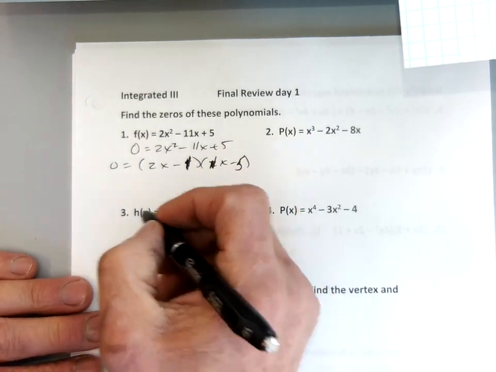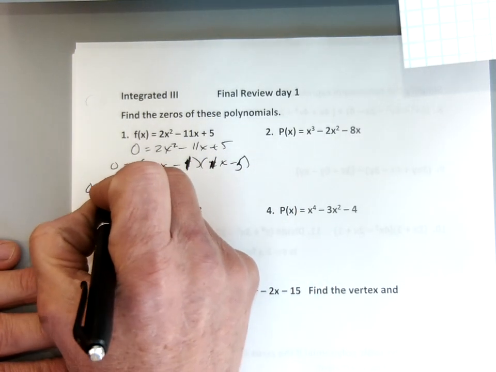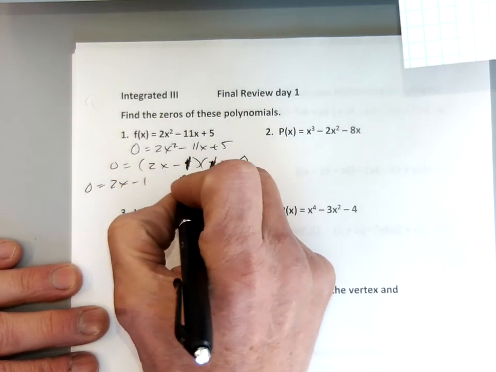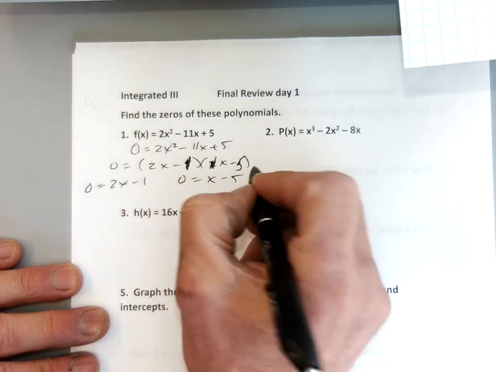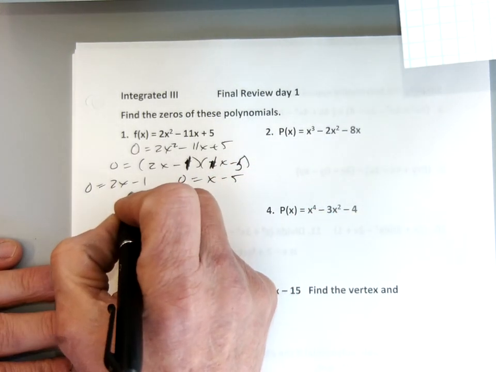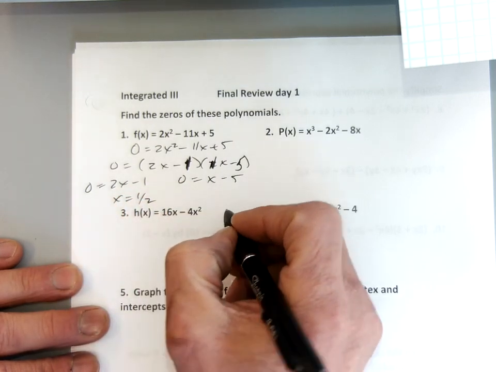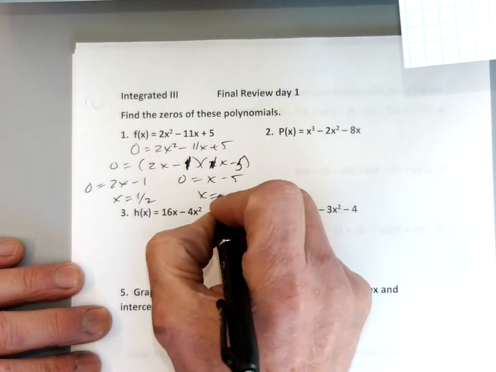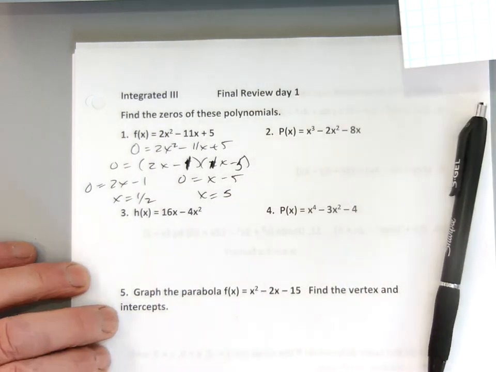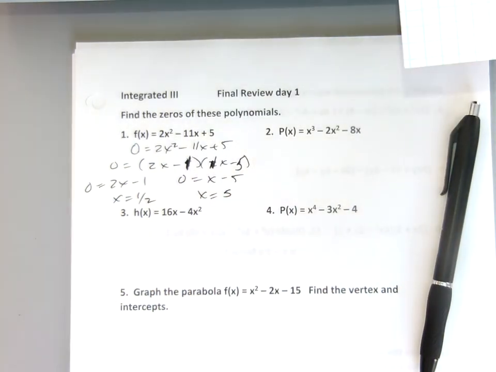Perfect. Mini equations. I have 0 equals 2x minus 1. 0 equals a 1x minus 5. So if I solve, I go plus 1 divided by 2. One answer is x equals 1/2. There's 1 zero. Plus 5, the other zero is x equals 5. Okay, those are my two zeros in this case.